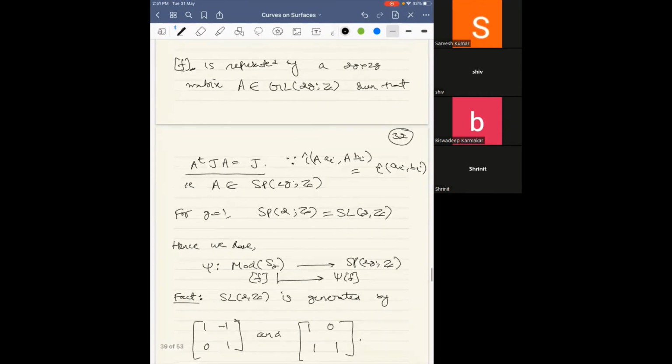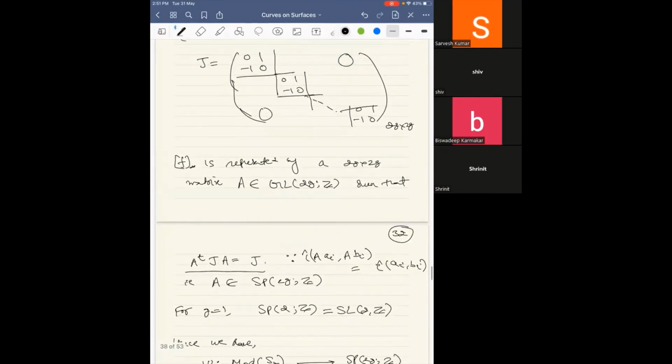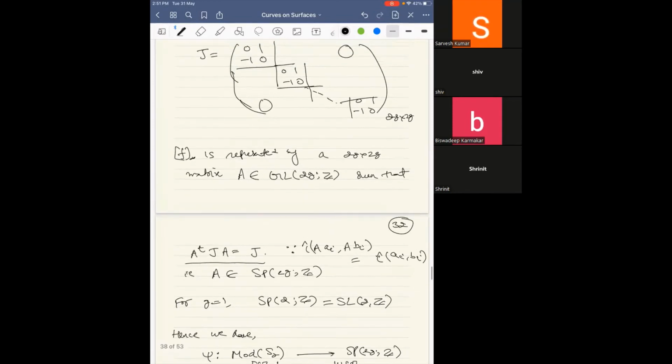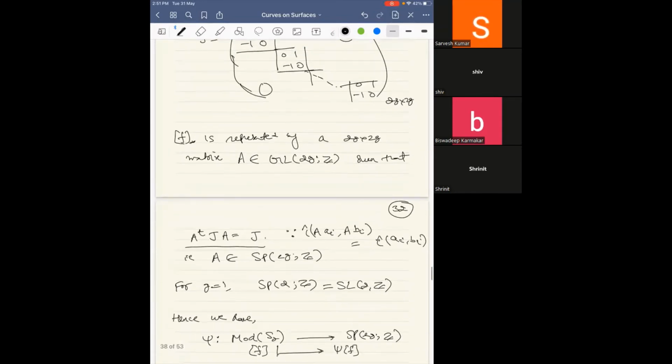Sir, I did not understand how you get this matrix J. How did you get this matrix? Okay, so you have this form, right? This I had, and it is preserved. Yes. So that's why you get this J, right? Okay, let me say this again.